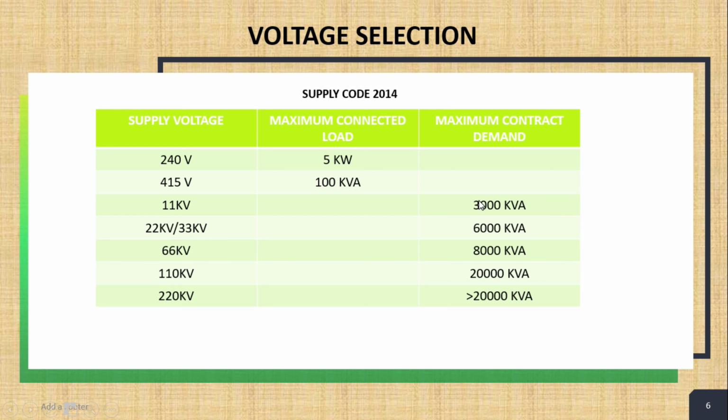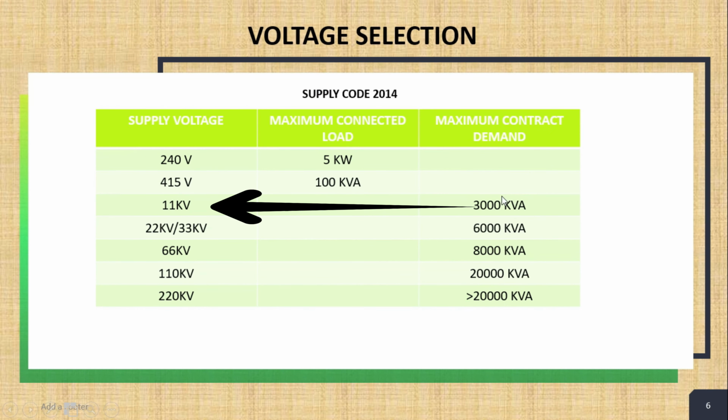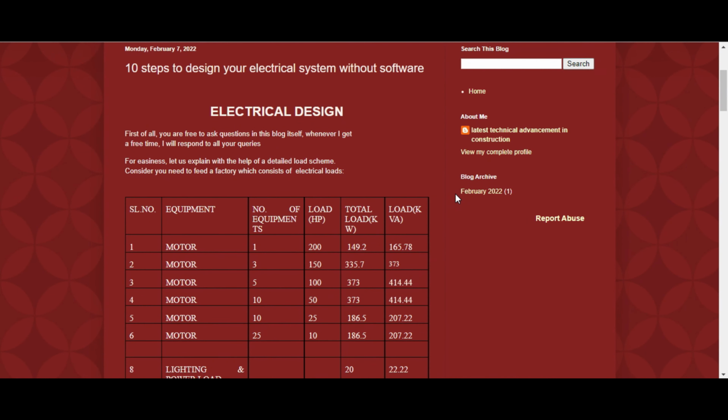As our maximum demand is 341.25 kVA, we have to choose 11 kV as our incoming supply, and we have to select a transformer for our project.